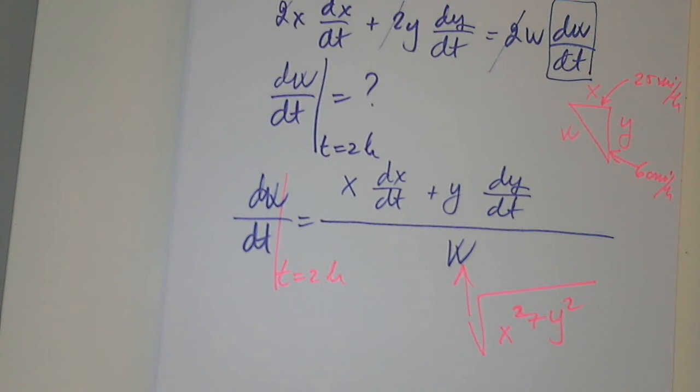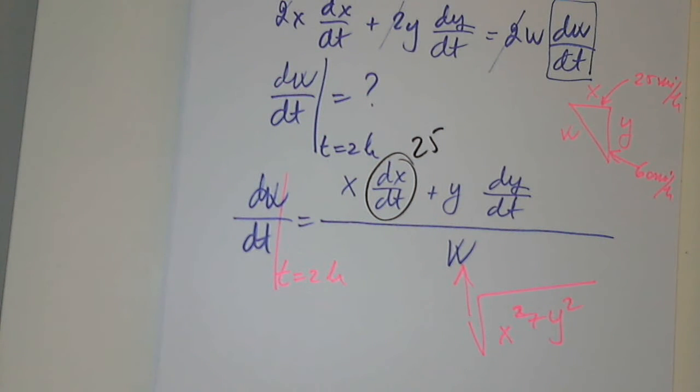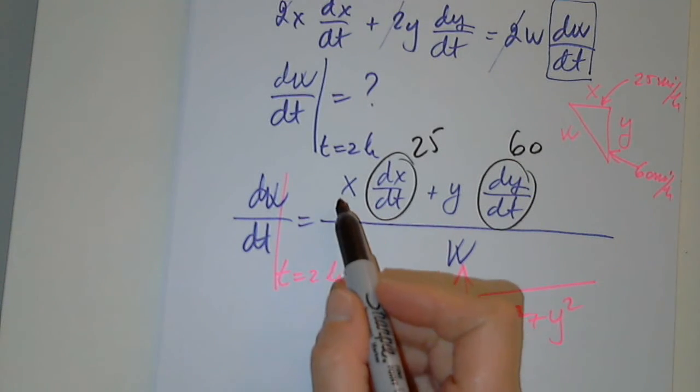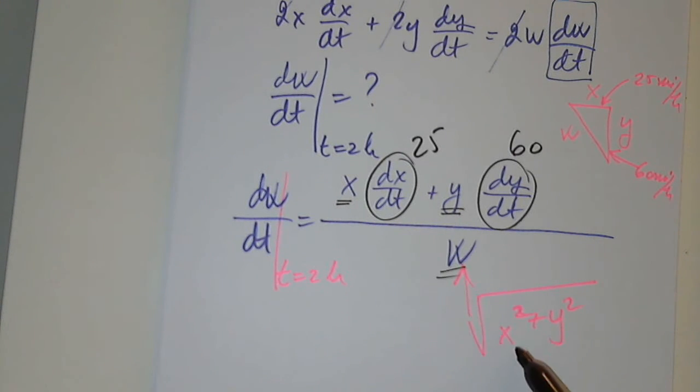Okay, so how do we proceed? Do we have any of these numbers? Do we have dx over dt? Yes, which is 25. Exactly, awesome. Do we have dy over dt? Yes, very good, that's 60. Now, do we have x? Do we have y? If I have x and y, then I will have w, because all I have to do is just put them in here, square them, add them up, and take the square root.